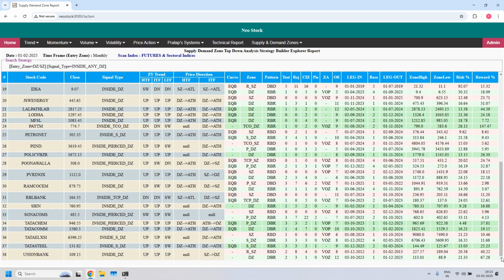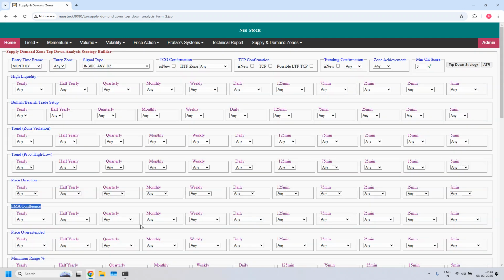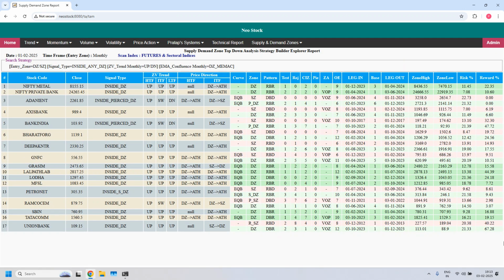Okay, total 38 stocks are filtered. We can further filter this list based on monthly demand zones having monthly EMA Confluence. So in the EMA Confluence parameter at monthly time frame, I am setting the filter monthly demand zone having monthly EMA Confluence, and trend on the monthly time frame should be either up or down. Okay, with these filters we got 17 stocks. All these 17 monthly demand zones are having monthly EMA Confluence.